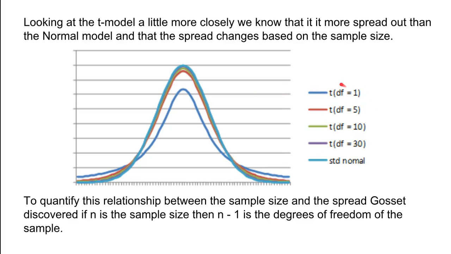So for example, this blue line right here that I'm circling must have been from a sample of size 2, a very small sample. That's why it has a degree of freedom of 1. 2 minus 1 is 1. This line right here in red would have come from a sample of size 6. That's why 6 minus 1 is 5. So I know it's kind of weird. It's just how statisticians have defined the T models based on their degrees of freedom, okay?